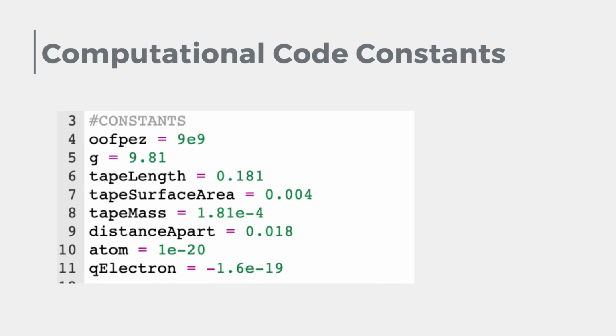Now, before developing the code, we must set the constants and variables corresponding to them. These constants include g, the gravitational constant, which is 9.81, the length of our tape, which was measured to be about 18.1 centimeters, or 0.181 meters, the mass of the tape, 1.81e-4, as well as the distance of separation that we observed between the two charged tapes, 1.8 centimeters. The mass of an atom and electron was also calculated and recorded in order to determine the number of excess electrons.